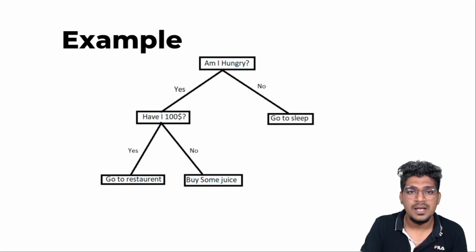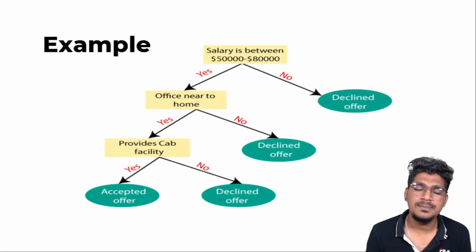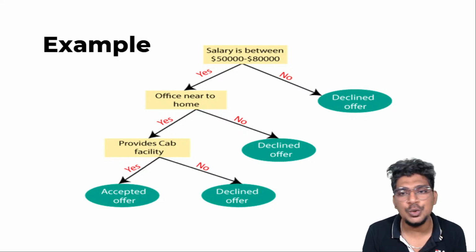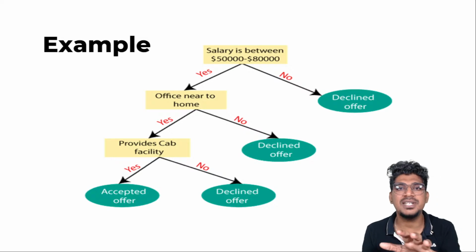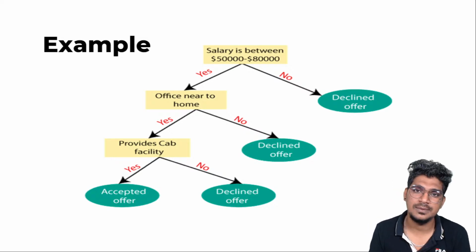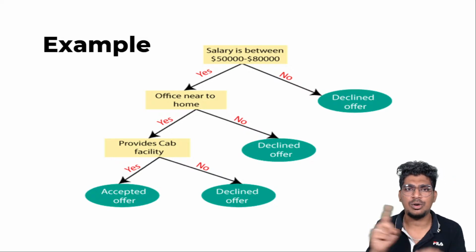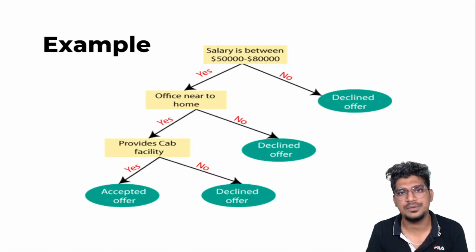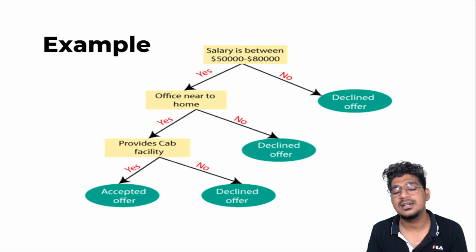Okay, one more example. They are going to attend an interview. They are giving a salary between 50,000 and 80,000. It will be classified yes or no. If no, the offer will be declined.